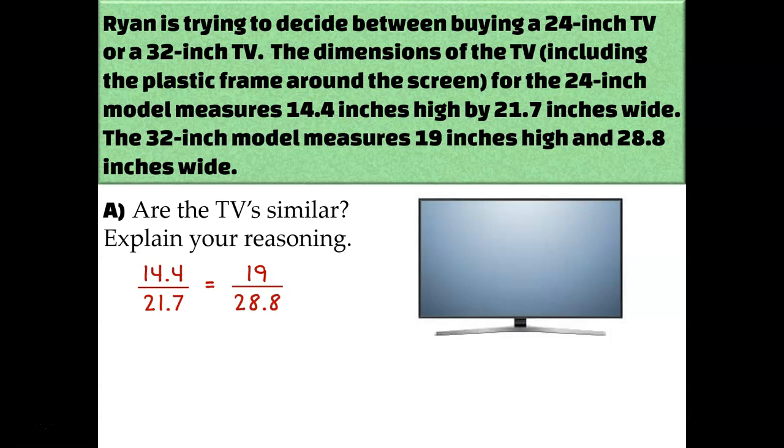So you have a few options, kind of like what we talked about on the previous example. You could reduce, but those are really ugly fractions because they have decimals in them, and it's really hard to reduce fractions that have decimals. So instead, you could cross-multiply, or you could divide.